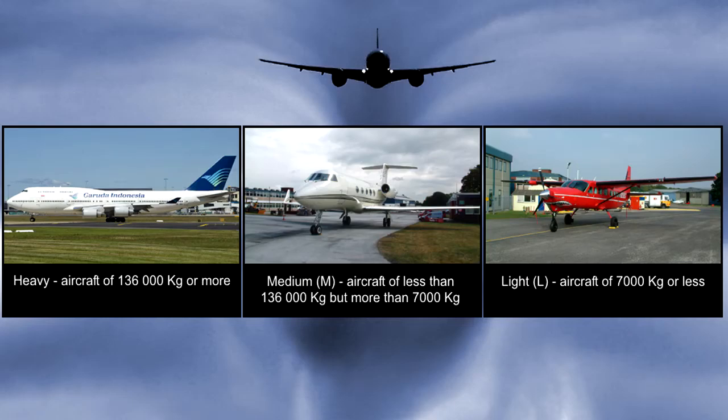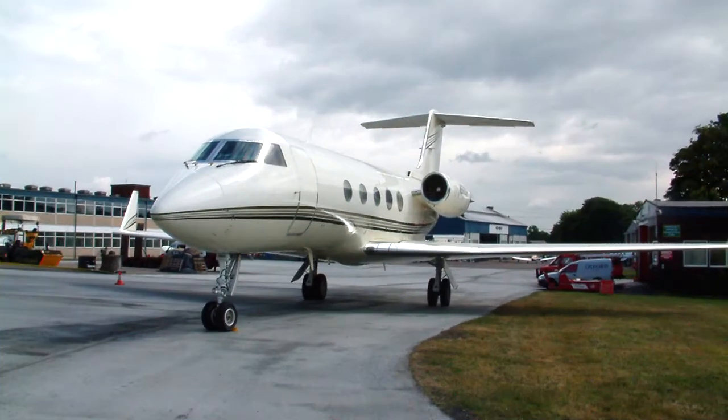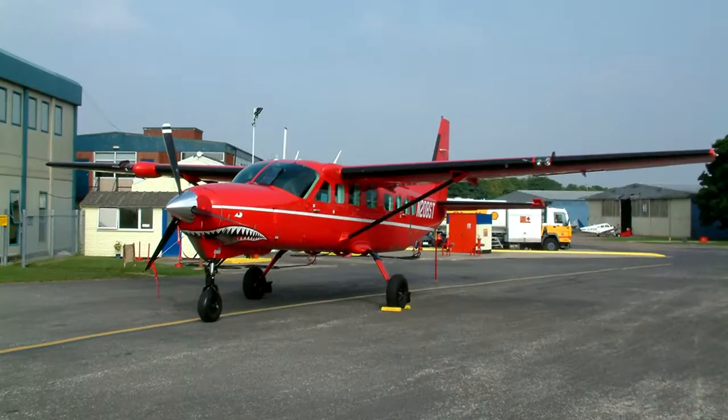Since the severity of wake turbulence is a factor of mass, ICAO grouped all aircraft by type and devised 3 wake turbulence categories according to the maximum certified takeoff mass of the aircraft concerned. The categories are illustrated here. Heavy, aircraft of 136,000 kilograms or more. Medium, aircraft of less than 136,000 kilograms, but more than 7,000 kilograms. And light, aircraft of 7,000 kilograms or less.